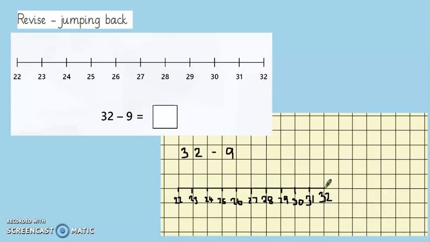Now I'm going to count back 9 jumps. 1, 2, help me count them. 3, 4, 5, 6, 7, 8, 9. 32 take away 9 is 23. Wonderful.